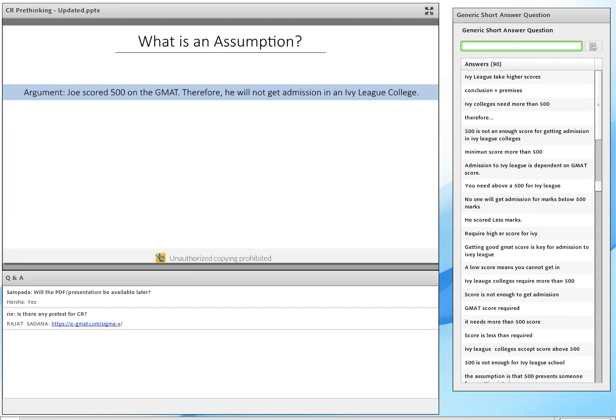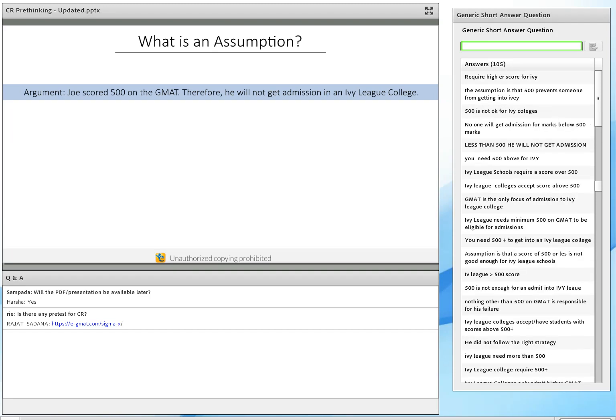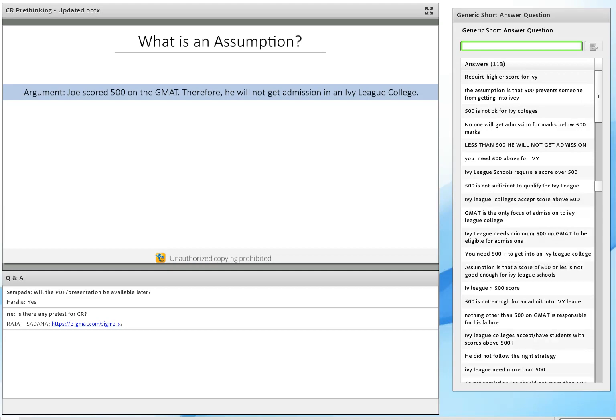All right, what you see over here is most of you are able to get to the answer fairly easily. I'm going to end the poll, and I want to let you go through these responses. What you're going to find is that most of you, not everyone, but most of you have gotten the correct answer, that you need a score of higher than 500 to get to an Ivy League college.